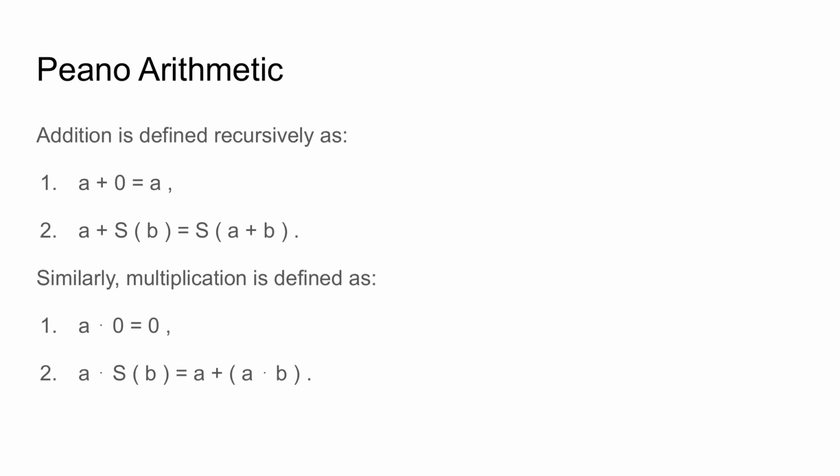Addition is very simply defined. A plus 0 is A, duh, obvious. And A plus the successor of B equals the successor of A plus B. Again, pretty simple. Multiplication is much the same. A times 0 is 0, and A times the successor of B is A plus A times B.